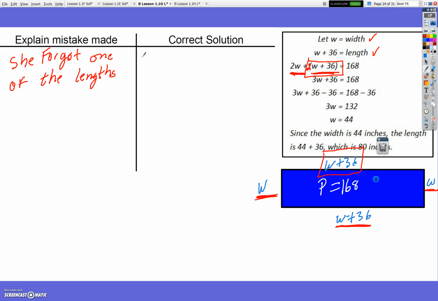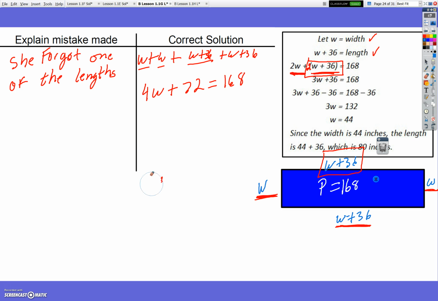So the correct solution would have been W plus W, these are my widths, plus W plus 36 plus W plus 36. So when I add all these together, I am going to have 1, 2, 3, 4W plus 36 plus 36. I can't do that in my head. Hold on. 36 plus 36, that is 72. And that's going to equal 168.